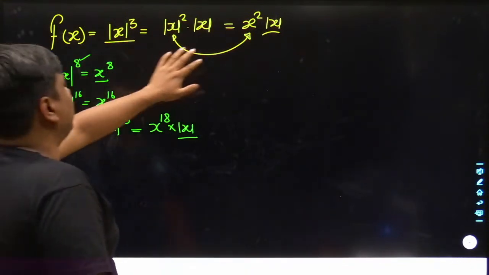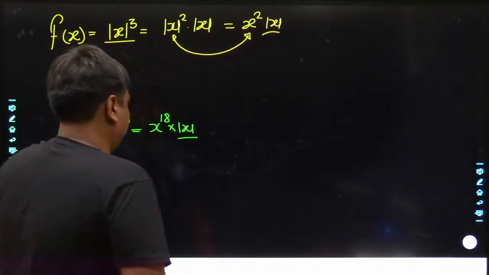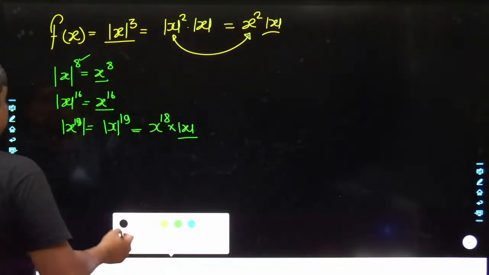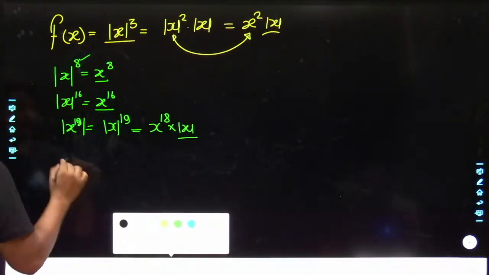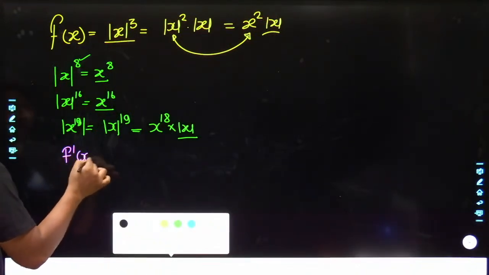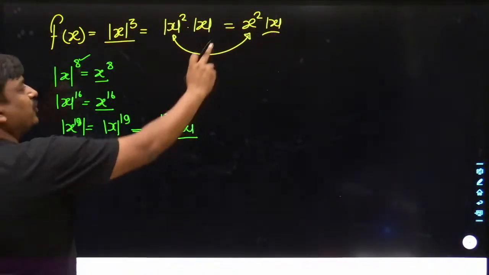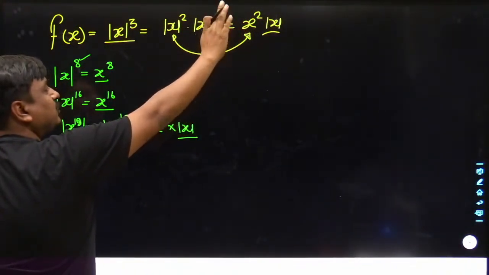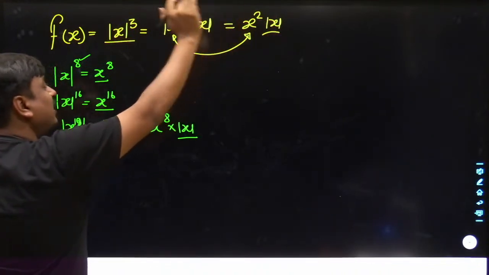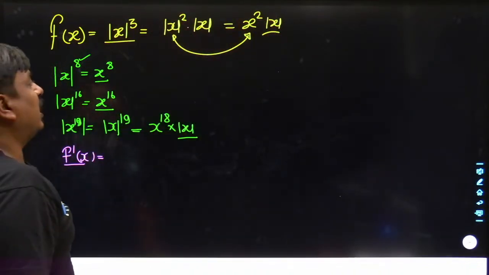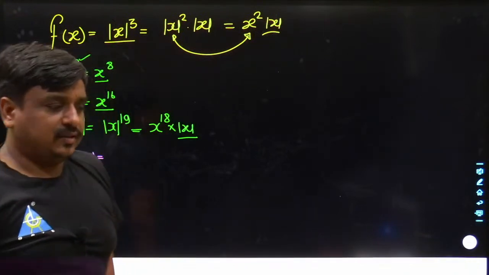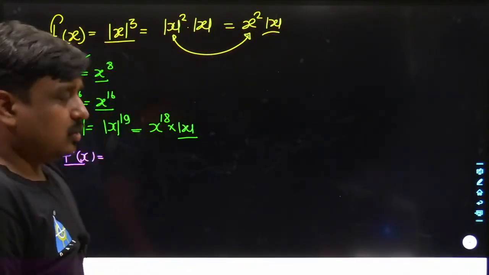So f of x has been written as x square into mod of x. Now let me discuss its first differentiation, f dash x. I would take the differentiation by parts. The first differentiation would take place for the x square, and the mod of x would be kept as it is. Secondly, I would take the differentiation of mod of x, and I would keep x square as it is. Could you understand what I'm saying?